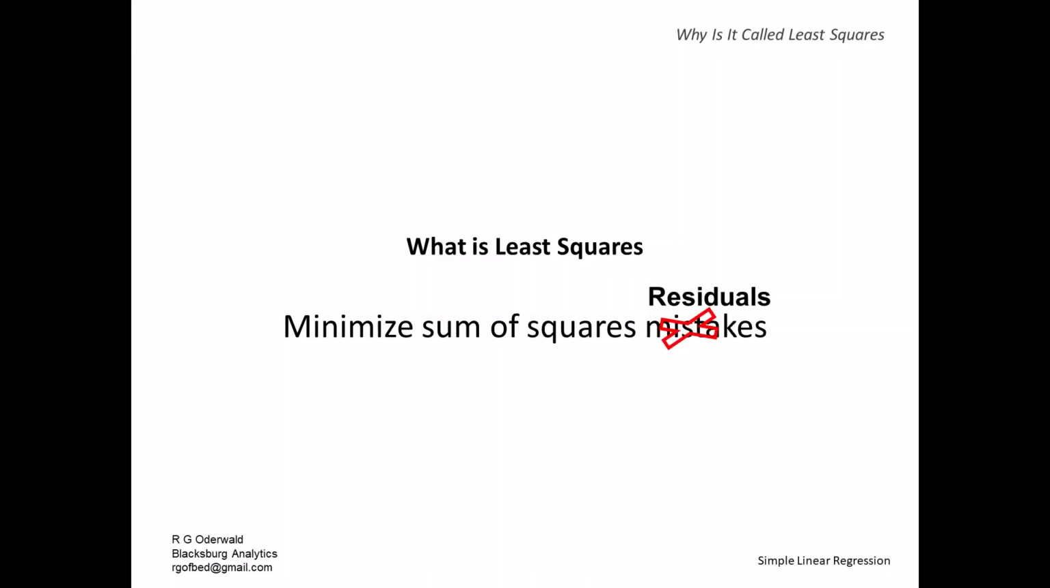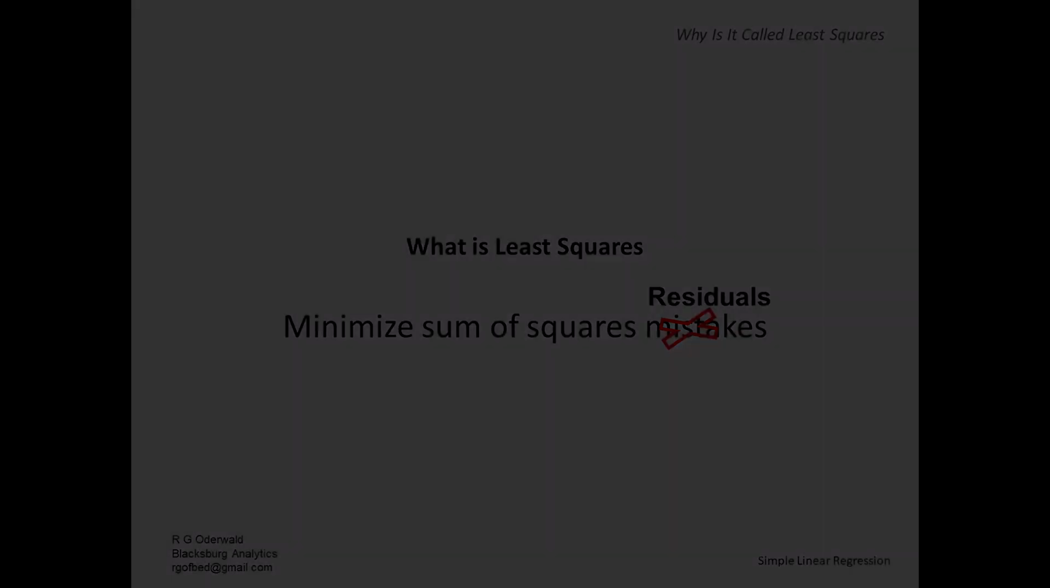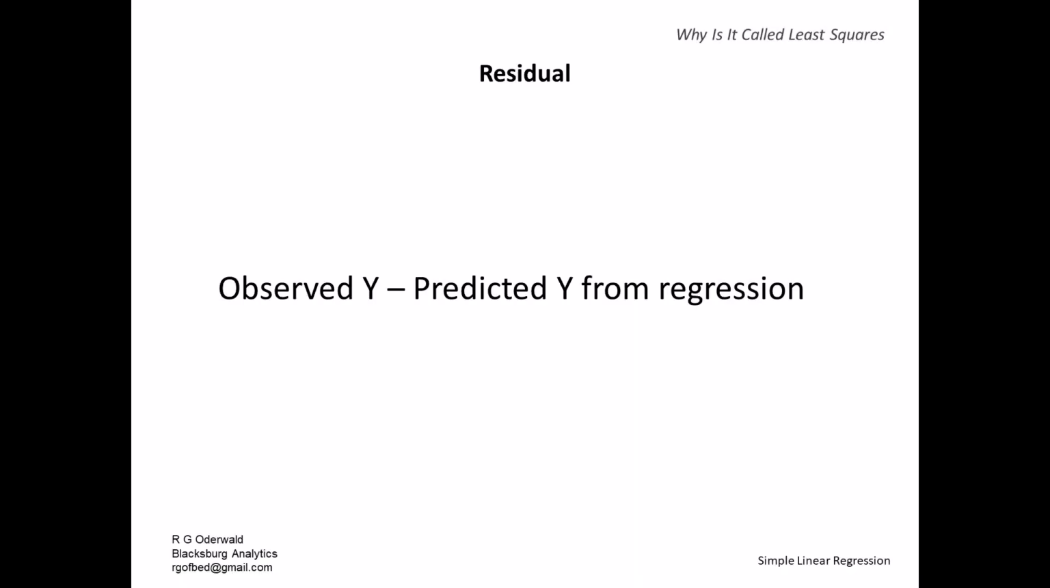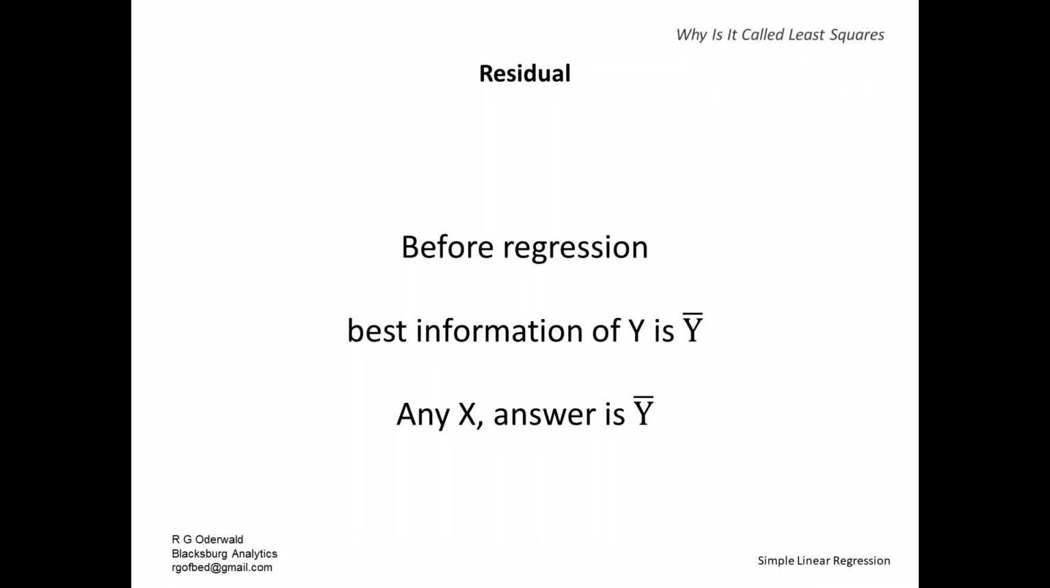Regression calculations are often called least squares. So what's that? It's the smallest possible sum of squared mistakes. We don't like to call them mistakes, so we call them residuals. The residual is the difference between an observed y and the predicted y for an xy pair used in the regression. Before any regression, the best estimate we have of y for any value of x is the average y.